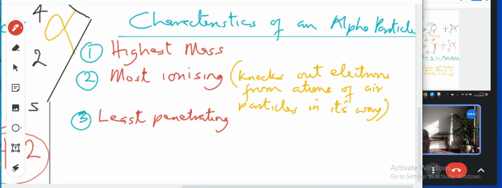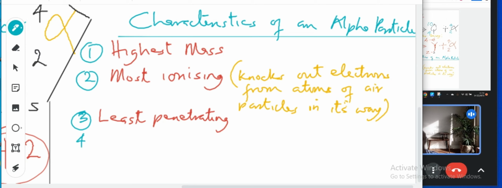And of course, a few centimeter thick paper can stop it. Like the paper you use, even less than the thickness of your book. An alpha particle may not pass through the entire thickness of your book. A few centimeters of air, a few millimeters of paper can stop an alpha particle. So it's the least penetrating.